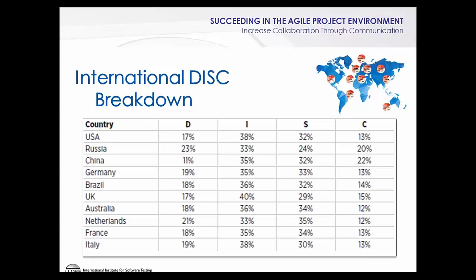So it's interesting to see this difference between our own country and others. In China, we have 22%, and Russia 20% under compliance, and then our country only has 13%, the US, right? So, interesting facts.